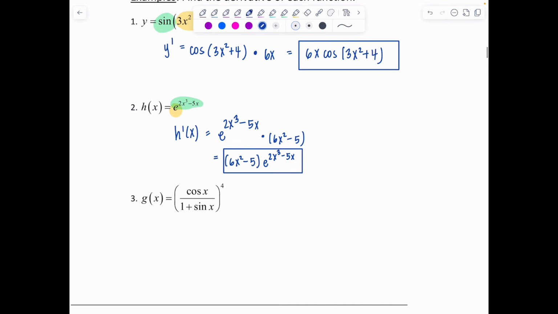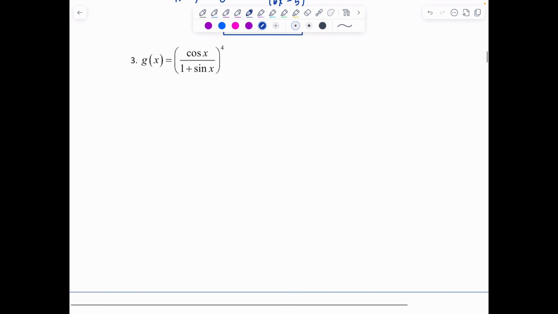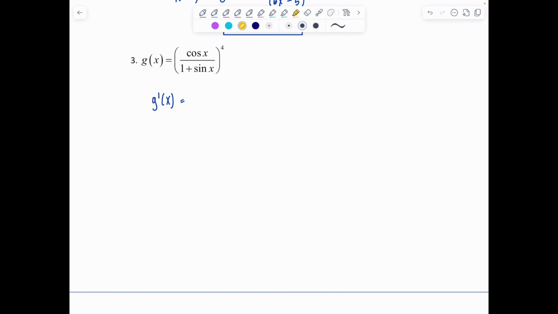Okay, next one. G of x equals cosine of x over 1 plus sine x to the 4th. I love this one. I've put it on an exam so many times. So g prime of x, what's the outermost function? Just kind of blur your eyes. We have this whole mess raised to the 4th. So the derivative of something to the 4th, you bring the 4 down front. I'm going to leave everything alone that's inside the parentheses and change the exponent to 3. Isn't that what we do? Now don't change, don't mess with anything that's inside. We're doing the outermost layer first, that's it.